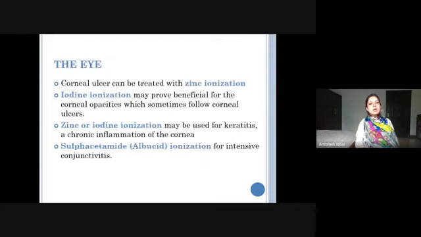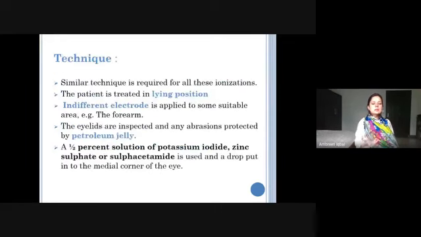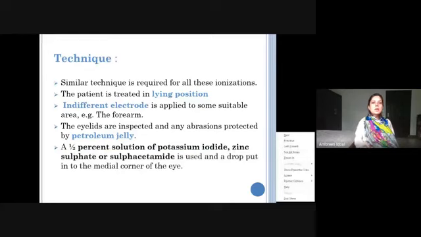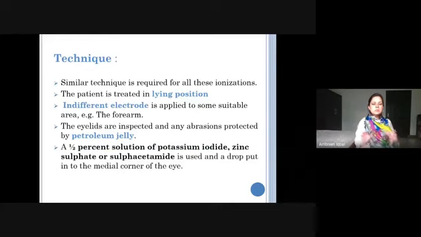The last one is ionization for the treatment of the eye. Corneal ulcers can be treated with zinc ionization. Iodide ionization may prove beneficial in corneal opacities. Zinc and iodine ionization is used for keratitis, inflammation of the cornea. Sulfacetamide ionization is used for intense conjunctivitis. The technique is similar to other situations, but with certain precautions.